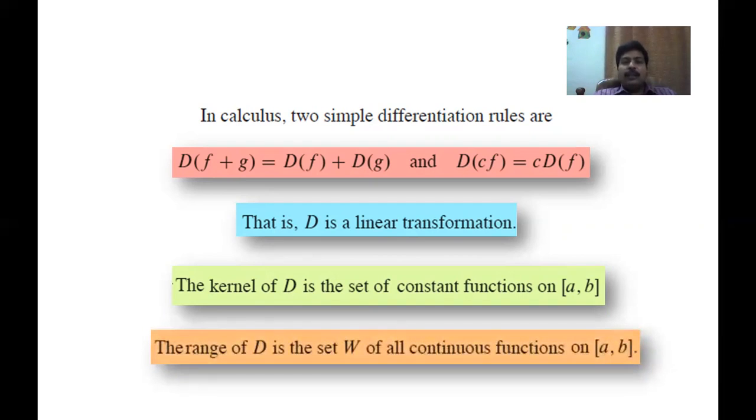Similarly, the range of D is the set W of all continuous functions on the closed interval AB. So if we have taken all real valued functions, the output of the derivative functions will be all continuous functions on the closed interval AB. So the entire set W will be the range of D.